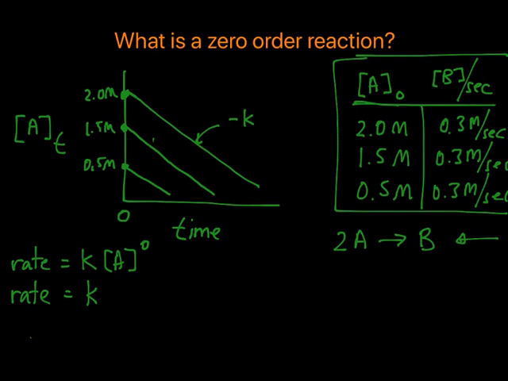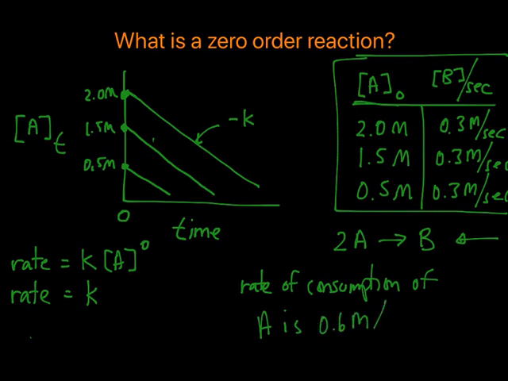So the rate of consumption of A is 0.6 molar per second, no matter what your initial concentration of A is. That still would give you a constant rate, and the rate is equal to K.